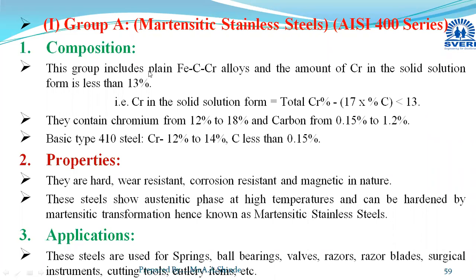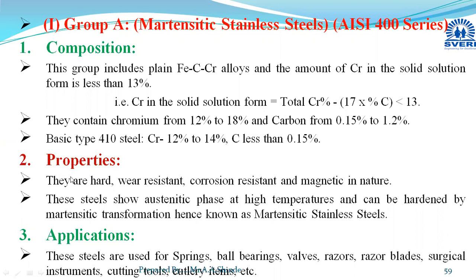Don't get confused between chromium in the form of solid solution and total chromium. Here you can see the total amount of chromium is 12 to 18%, but chromium in the form of solid solution is less than 13%. Some amount of chromium combines with the carbon and forms its respective carbide. Hence, chromium in the form of solid solution is less as compared to the total amount of chromium.